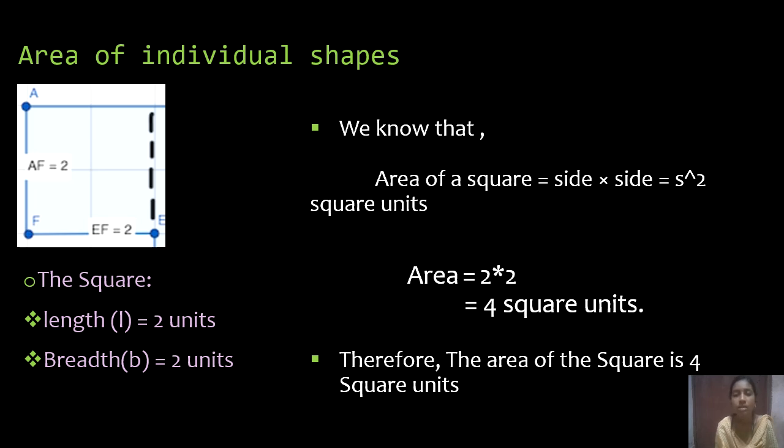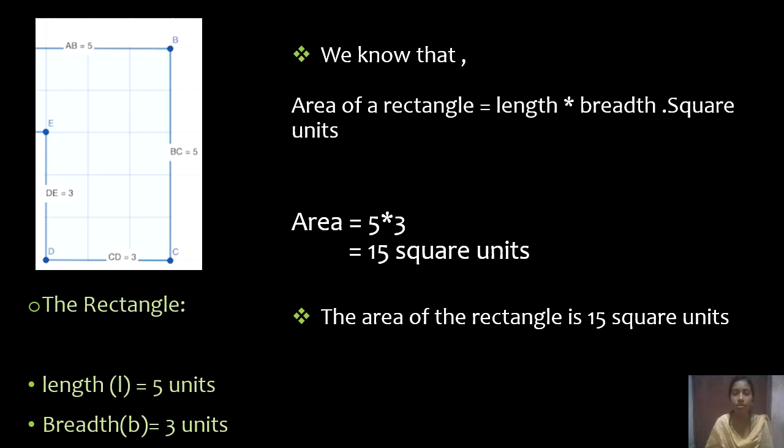So what is the side in this problem? The side is given to be 2 units, that is the length, and the breadth is also 2 units. Therefore, the area of this square is equal to 2 into 2, which is 4 square units. Therefore, the area of the square is found to be 4 square units. So the next shape is a rectangle. What is given? The length of the rectangle is given as 5 units.